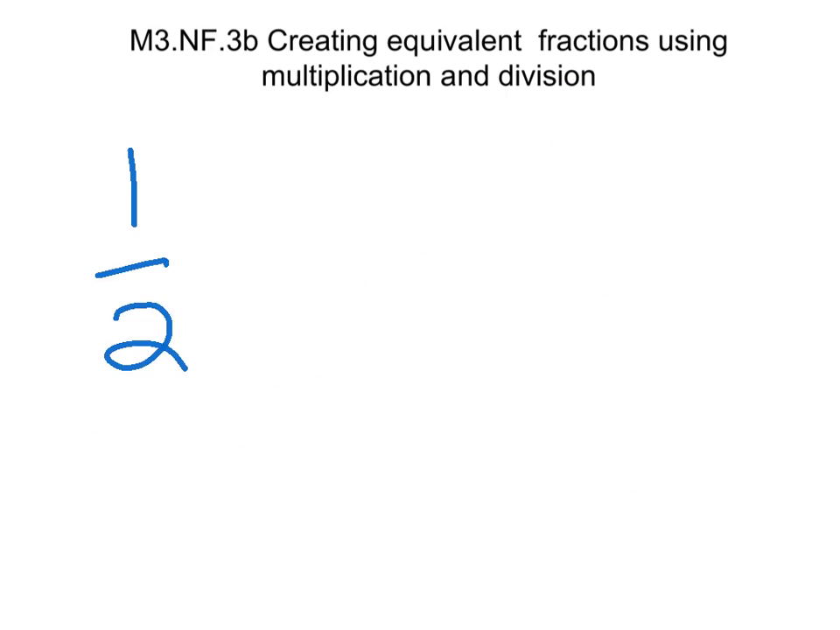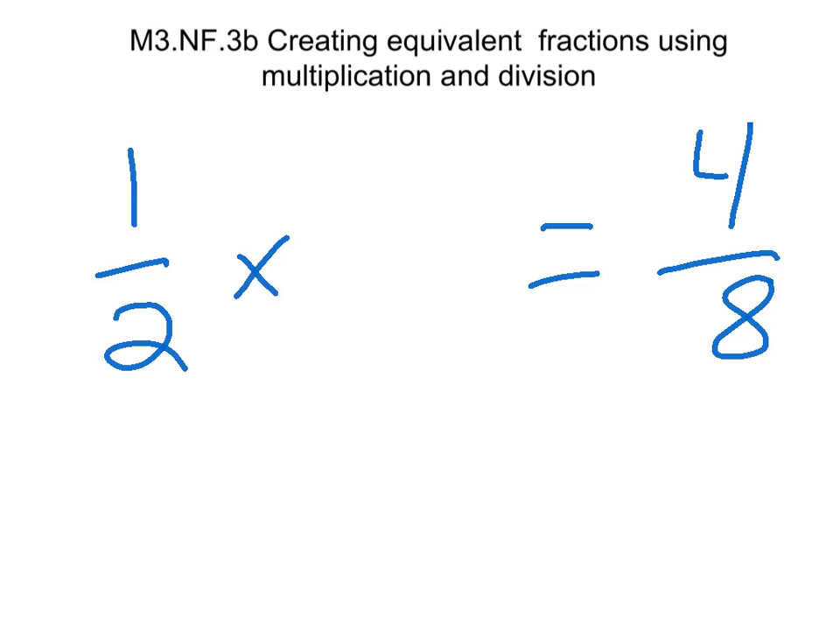Again, if I have 1/2, and I know that an equivalent fraction to 1/2 is 4/8, I know that I'm going to have to multiply by something to get to 4/8. If I start thinking incorrectly and I try to do addition, so 1 plus 3 equals 4, and 2 plus 6 equals 8, so 1/2 plus 3/6 equals 4/8. Well, that's completely and utterly wrong.